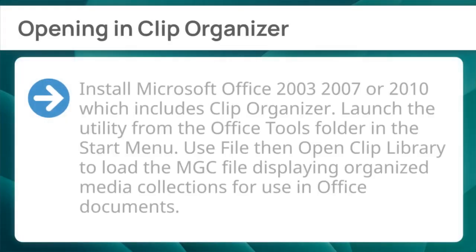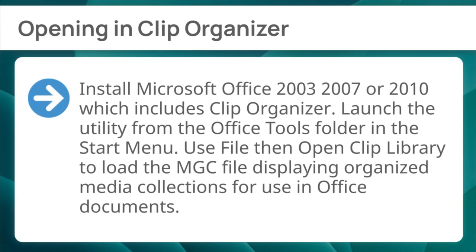First, opening in Clip Organizer. Install Microsoft Office 2003, 2007, or 2010, which includes Clip Organizer. Launch the utility from the Office Tools folder in the Start menu. Use File, then Open Clip Library to load the MGC file displaying organized media collections for use in Office documents.